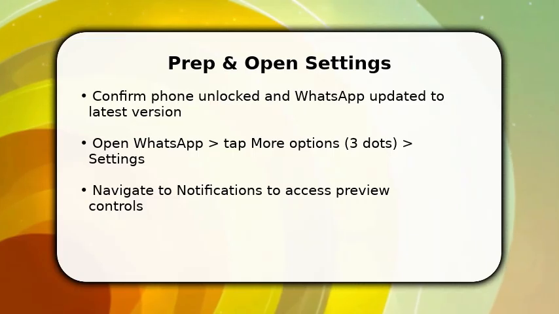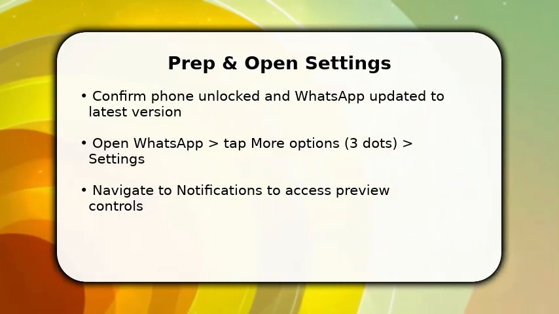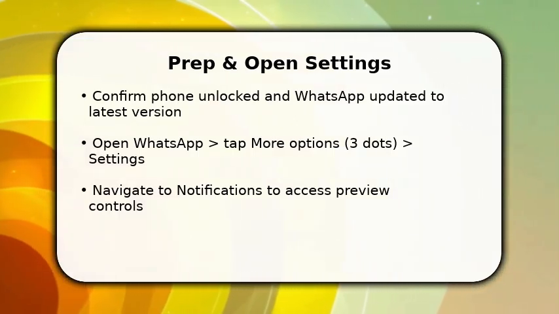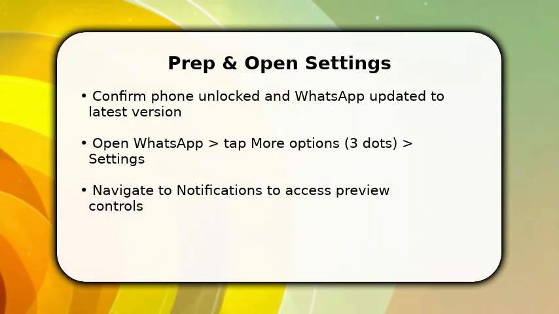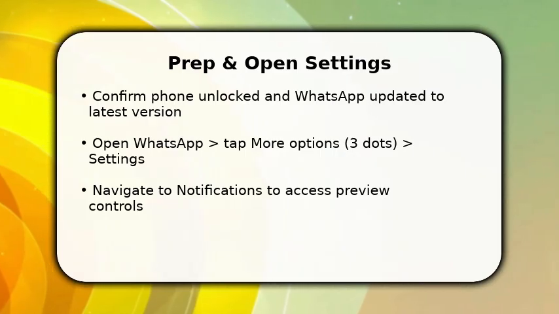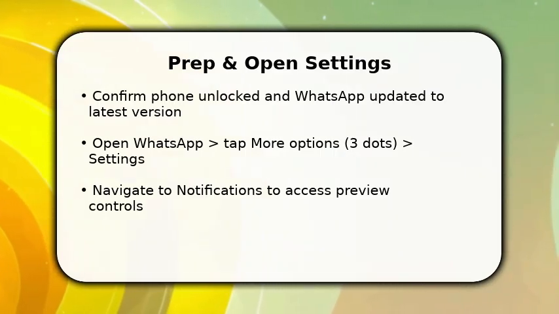You'll start by making sure your phone is unlocked and WhatsApp is up to date. This prevents menu differences. Open WhatsApp, tap the three-dot menu, then Settings. Once in Settings, go to Notifications. This is where Preview Behavior lives.